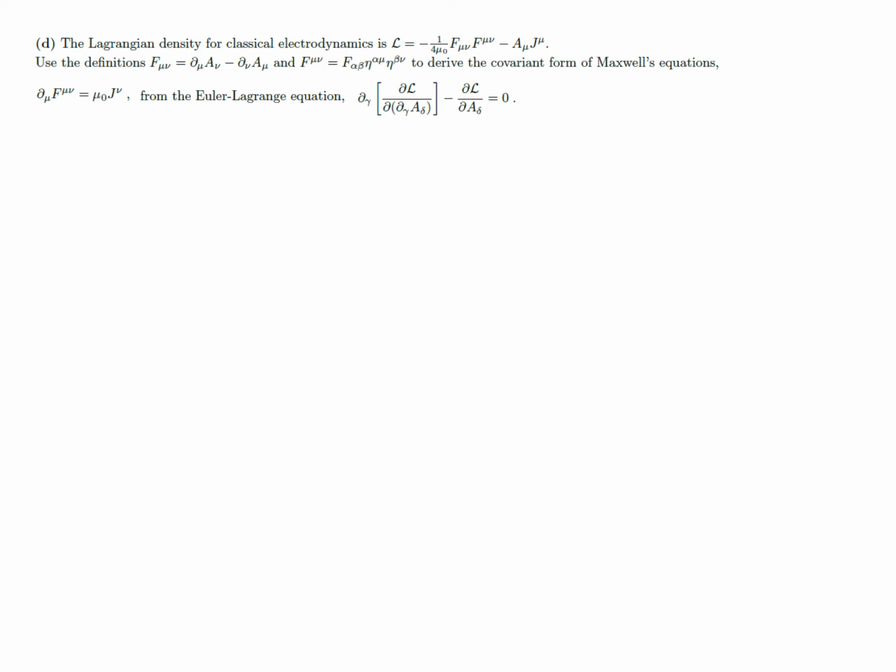The Lagrangian density for the classical electrodynamics is given by this expression. Use the definitions of the electromagnetic field tensor F, together with how you convert upper and lower indices for such a thing, to derive the covariant form of Maxwell's equations, and they're given. So this is the 4-gradient of the electromagnetic field tensor is equal to the 4-current, and we've got to do that using the Euler-Lagrange equation of motion, which for the classical field theory is given there as well.